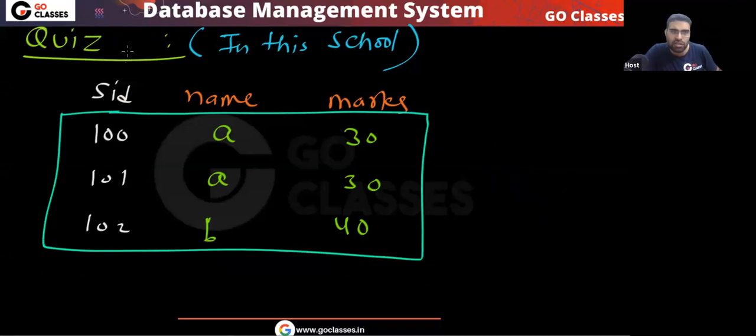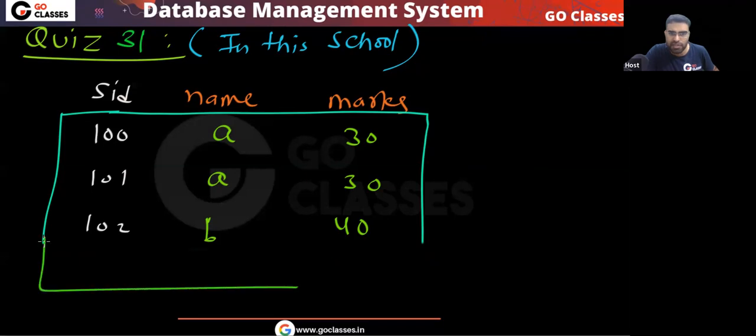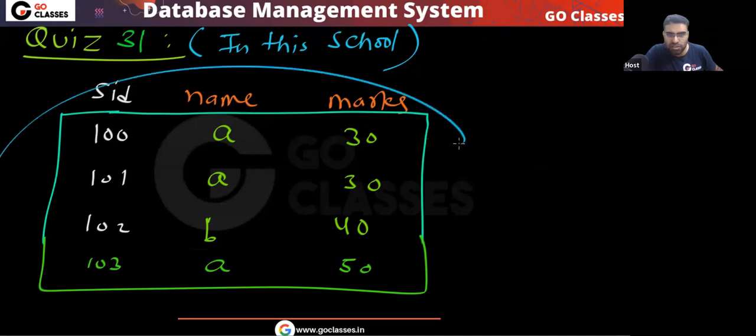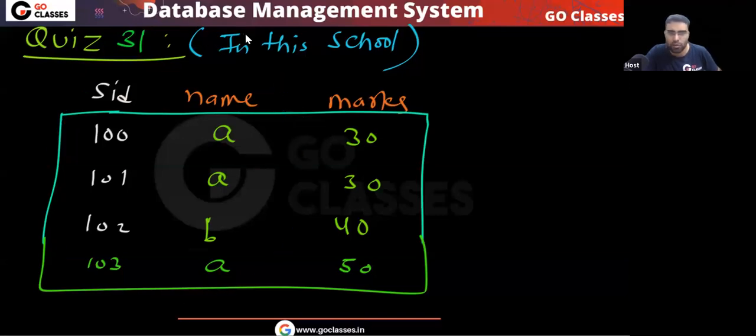For example, on the next day, in this quiz 31, what can happen? This can happen that this student is getting 50 marks. So now on this day, can I say that if you have same name, you have same marks? No. So this is your instance I2.